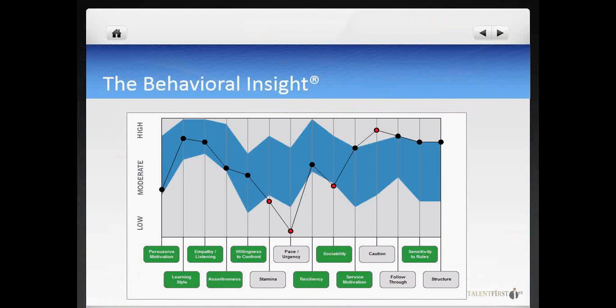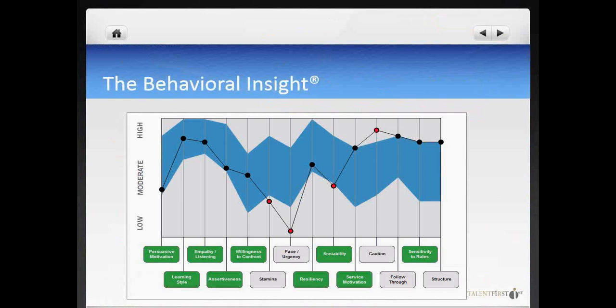Here is an example of individual results. Starting from the bottom, we have the single traits measured by the assessment. From left to right, we have persuasive motivation, learning style, empathy, assertiveness, willingness to confront, stamina, pace urgency, resiliency, sociability, service motivation, caution, follow-through, sensitivity to rules, and structure, which are the 14 traits measured by the Behavioral Insight.